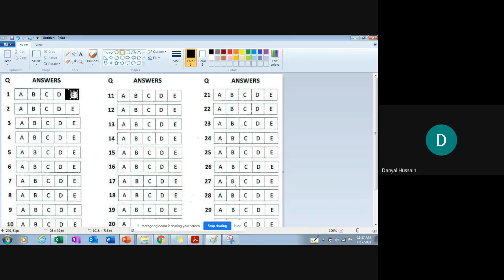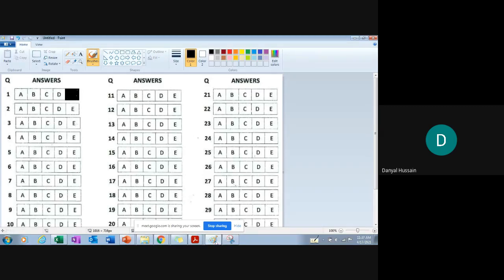So this is, I'm showing you on Paint, how we can fill it. You will not be using Paint, you will be using your pointer or pen, black pointer or blue pointer. You cannot use pencil, you have to use permanent ink. So this is the correct filling for option E.